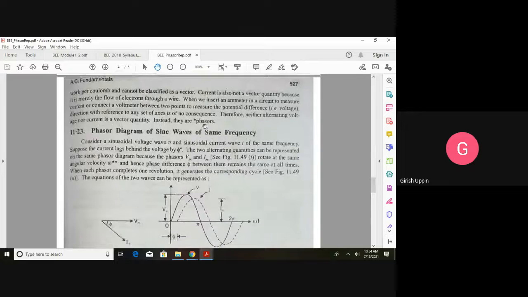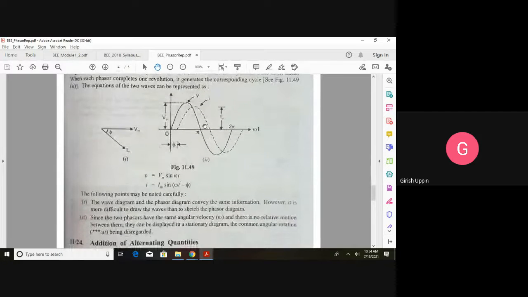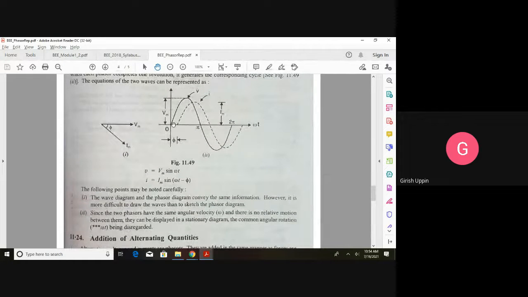Now we will take one example and draw the phasor diagram. We already understood this is a voltage which is starting with a zero reference. This is the instantaneous voltage waveform, and after a delay of angle phi, the current is starting. And this is the waveform. If I want to represent it as an equation, V is equal to Vm sin omega t, and I is mathematically Im sin(omega t minus phi).